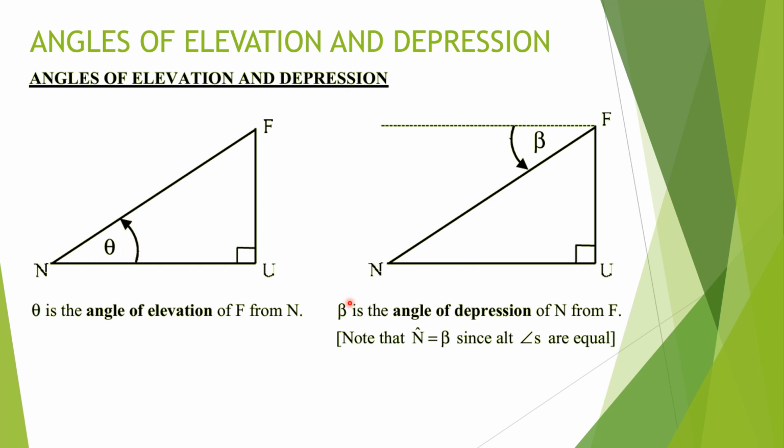Okay, beta on the other hand is the angle of depression of N, this guy, from F. So if we consider this dotted line here, angle N is a certain number of degrees sort of downwards from where F is. So beta degrees downward is how N was formed from F.